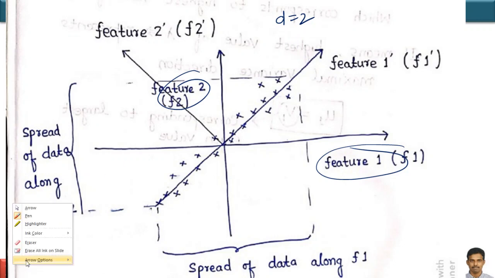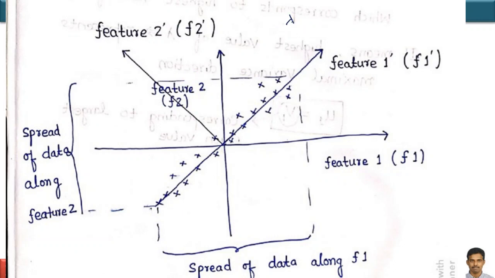As you have two features, you will get two eigenvalues, lambda 1 and lambda 2, with lambda 1 greater than or equal to lambda 2. v1 is an eigenvector corresponding to lambda 1, and v2 is an eigenvector corresponding to lambda 2. We also know that v1 is perpendicular to v2. That's the property of eigenvectors: any two eigenvectors are perpendicular to each other.